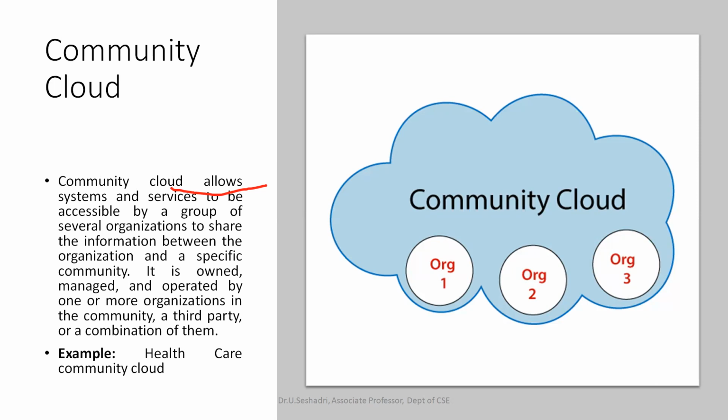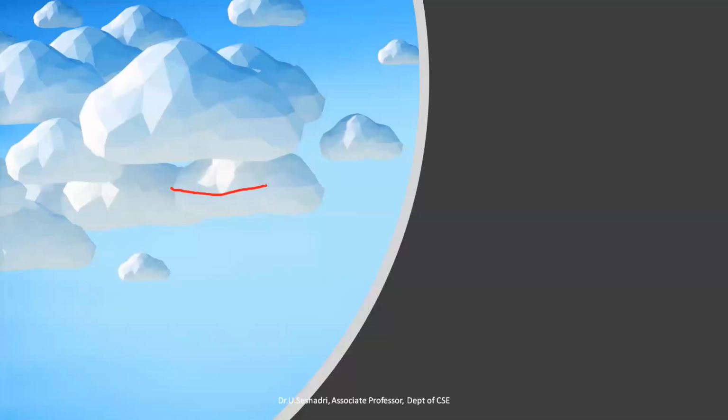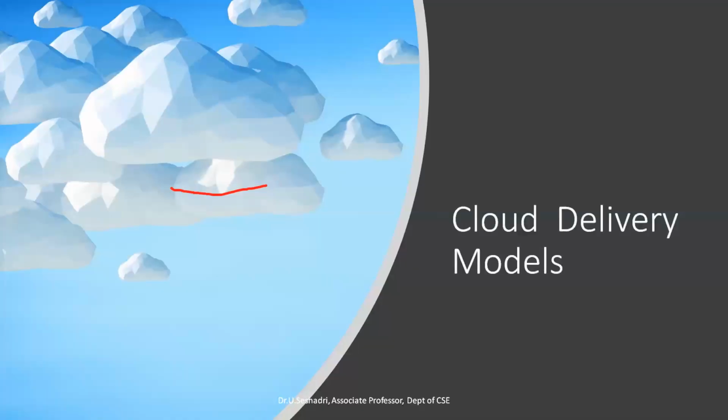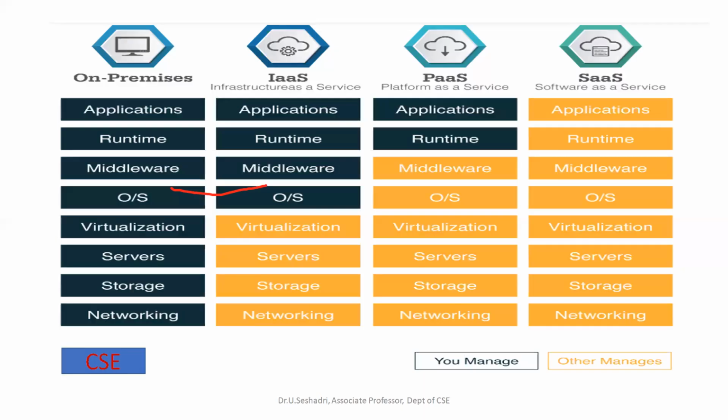Right. Next, in cloud computing basics, what are the cloud delivery models? There are three types of cloud delivery models. One is infrastructure as a service. Second one is platform as a service. Third one is software as a service.